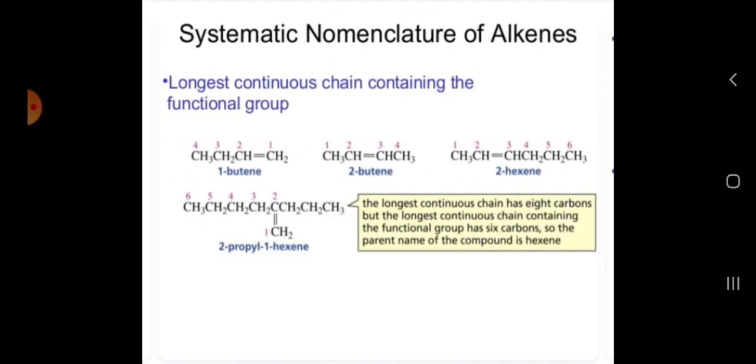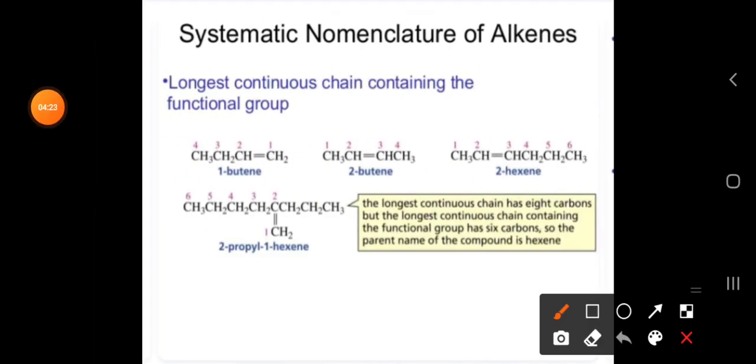Next, let us see the nomenclature here. Generally, if the chain contains a functional group, the functional group is something like OH or COOH, and we can also take a methyl group. Here we are taking the functional group as the double bond, CH2. Where the double bond is present, there we have to give the numbering. Here the double bond is at the last position, so there you have to give the first priority.